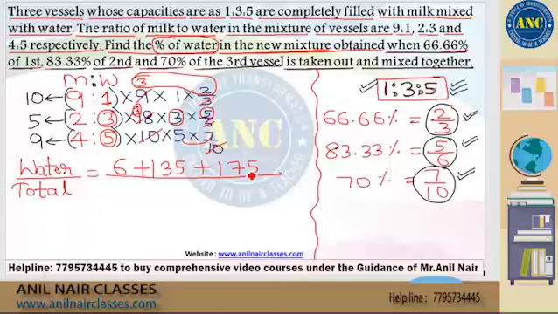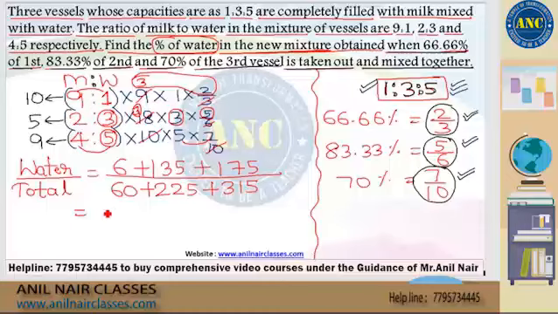What is the total quantity? Total is 9 plus 1, 10. 10 multiplied by 6 is 60. So second vessel is 2 plus 3, 5. 5 multiplied by 3 into 3, 9. 9 into 5 is 45. 5 into 45 is 225. Third value of total is 5 plus 4, 9. 9 multiplied by 35. It is 315.